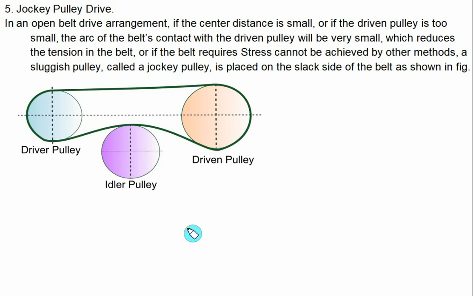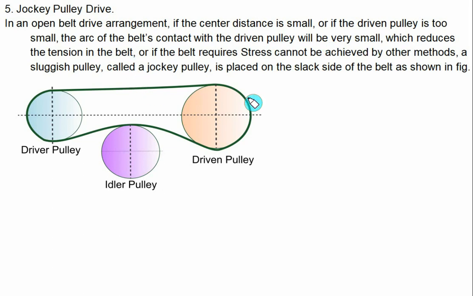So whenever an open belt is used and the distance is small, we provide an idler pulley. This idler pulley will increase the angle of contact for the driver as well as the driven pulley. So in an open belt drive arrangement, if the center distance is small or if the driven pulley is too small, the arc of belt contact with the driven pulley will be very small, which reduces the tension in the belt.